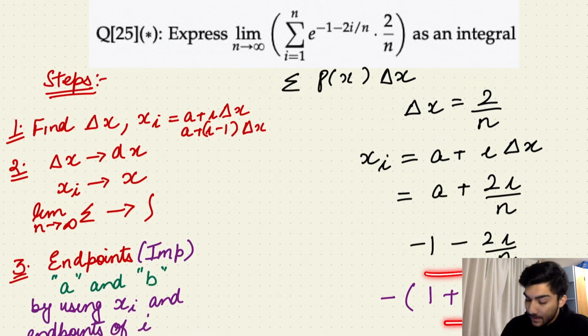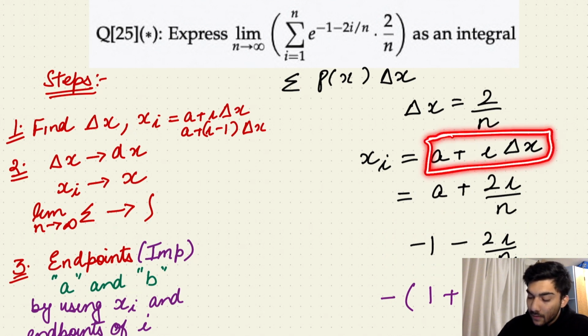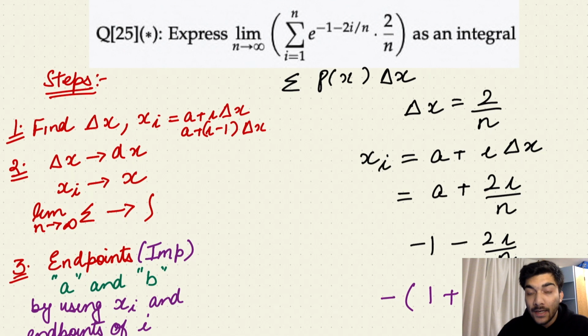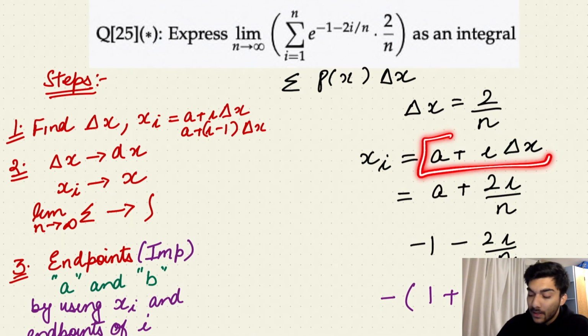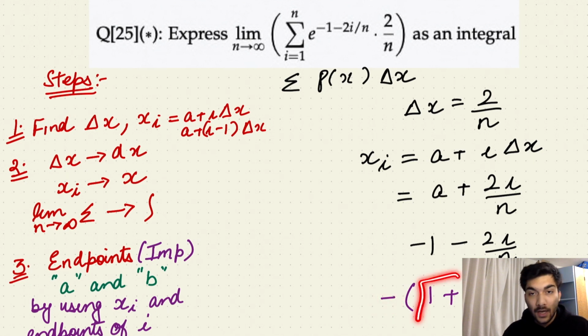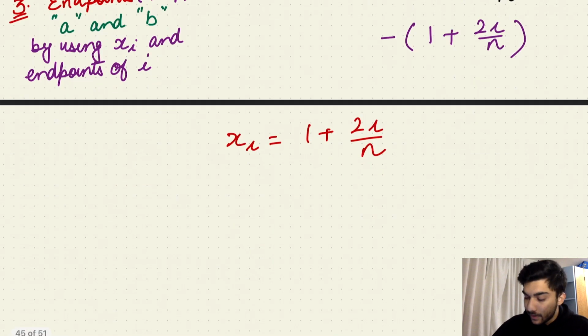I hope it makes sense why we took this as xi and not this term, because we wanted an expression which would look like a plus i delta x. In this case, since I had a negative sign, it gave me an idea that I'll have to adjust my negative sign in order to get this expression, which is a plus i delta x. So that is why I took this negative sign out in order to simplify my expression, and I'll adjust this negative sign afterwards when I solve the whole question. And we'll do this later in the problem as well.